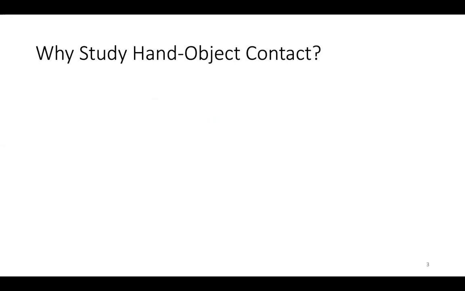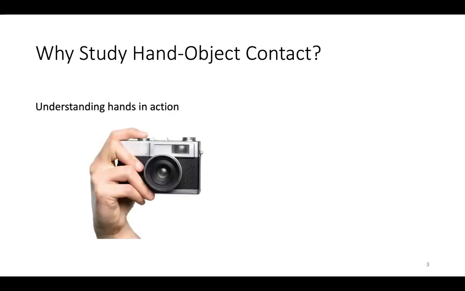Let's motivate this a little bit. Why do we want to study hand-object contact in the first place? At least for me, the main motivation has been to understand hands in action. You can see this image and you can see that someone is holding a camera, but also you probably know that they are intending to take a picture with the camera based on how their fingers are touching the camera at the button and so on.